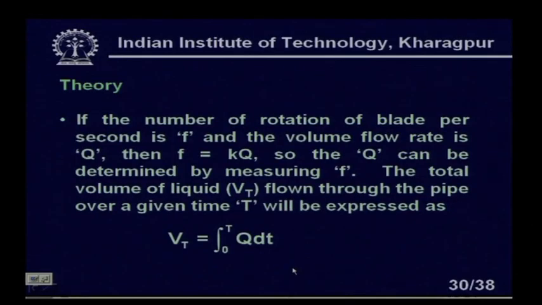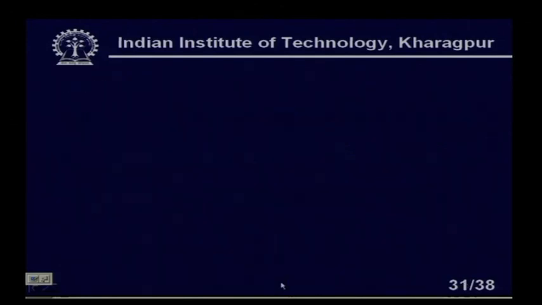If the number of rotations of the blades per second is f, and the volume flow rate is q, then we can obviously write f equal to k into q. So, q can be determined by measuring f. The total volume of liquid Vt flown through the pipe over a given time t will be expressed as Vt equals integral 0 to t of q dt.